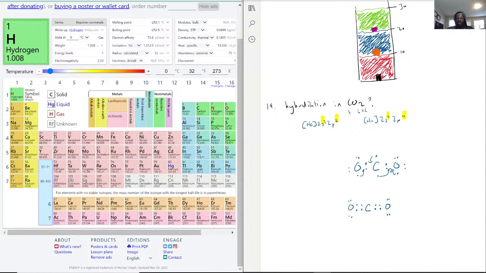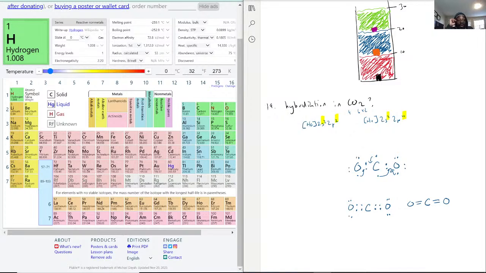And this is actually what would also count as a non-polar molecule, even though it has polar bonds, because carbon has no lone pairs, and the oxygens are pulling equally at each other. So in summary, it would actually look linear, and that would be carbon.